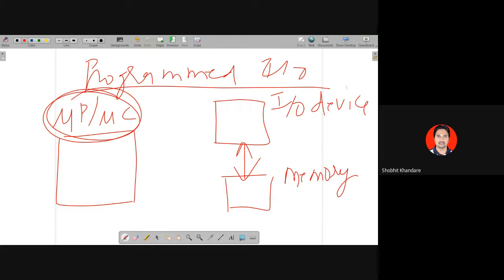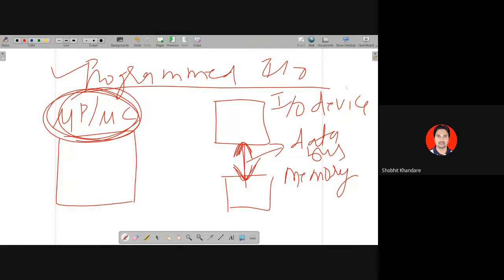You know, the data transfer will take place through the data bus. आपका डेटा कहाँ से ट्रांसफर होता है? डेटा बस से ट्रांसफर होता है ना. तो ये जो डेटा ट्रांसफर हो रहा है between IO device and the memory, but under the supervision of microprocessor. तो ये हमको पढ़ना है. So there are three. First one is programmed IO.